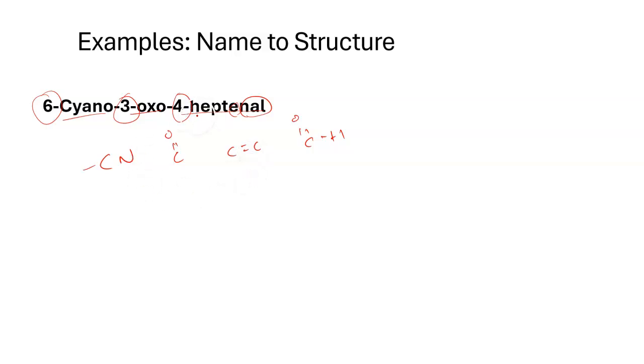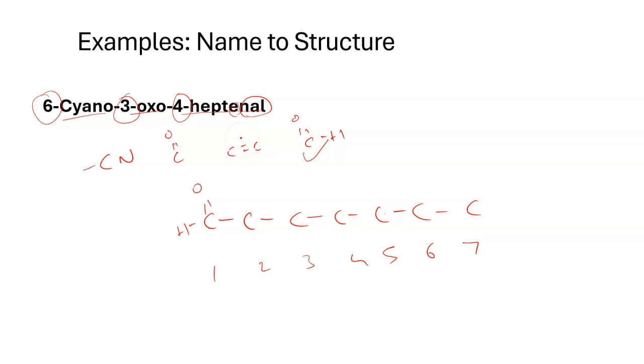Now we need to join it. The structure is based on heptane. The basic structure is heptane. So I will write 7 carbons. So I have written 7 carbons, and I will number them: 1, 2, 3, 4, 5, 6, 7. Now we will go one by one. The suffix is the principal functional group. In this case it is an aldehyde, so it should be at carbon number 1 only. So it is at carbon number 1.